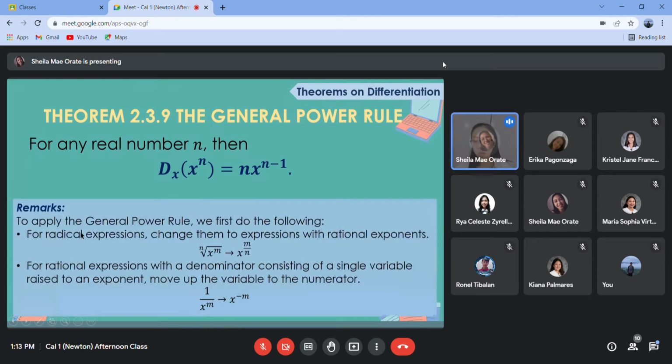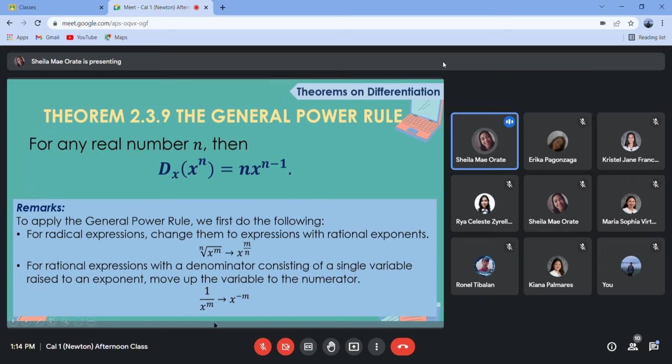So, if we apply the general power rule or the power rule, we first do the following. For radical expressions, we have to change them to expressions with rational exponents. Okay, so if we are given radical expressions, we need to change them into rational exponents, so that we can apply the formulas of the power rule. And if we are given rational expressions with a denominator consisting of a single variable raised to an exponent, move the variable up from the denominator to the numerator. So, that is different from the other example, right?